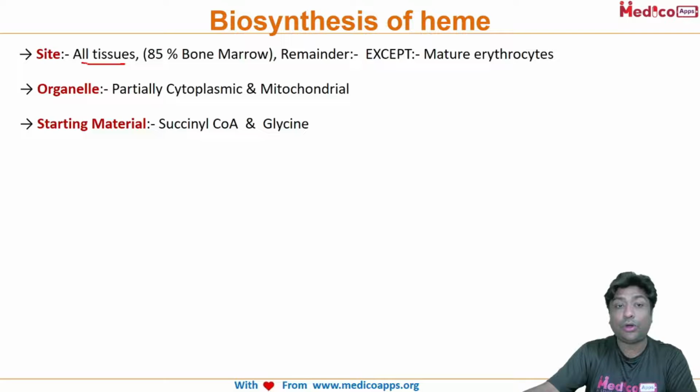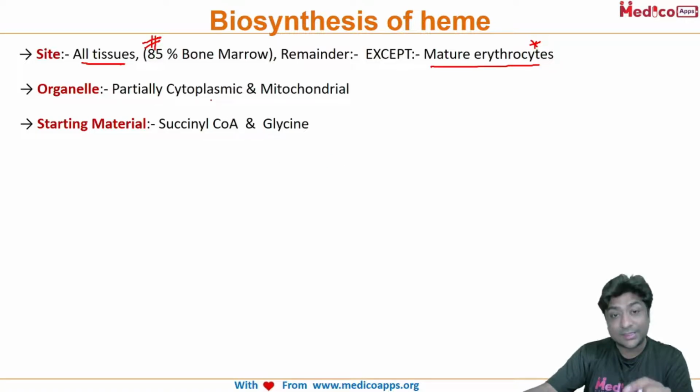It happens in all the tissues, right? But 85% of the biosynthesis of heme will happen in bone marrow. One very important point is that heme synthesis does not occur in mature erythrocytes. The reason is that heme synthesis starts in mitochondria and ends in mitochondria, so it is partially cytoplasmic and partially mitochondrial, and we all know that mature erythrocytes do not have mitochondria. That is the reason biosynthesis of heme cannot happen in mature erythrocytes.